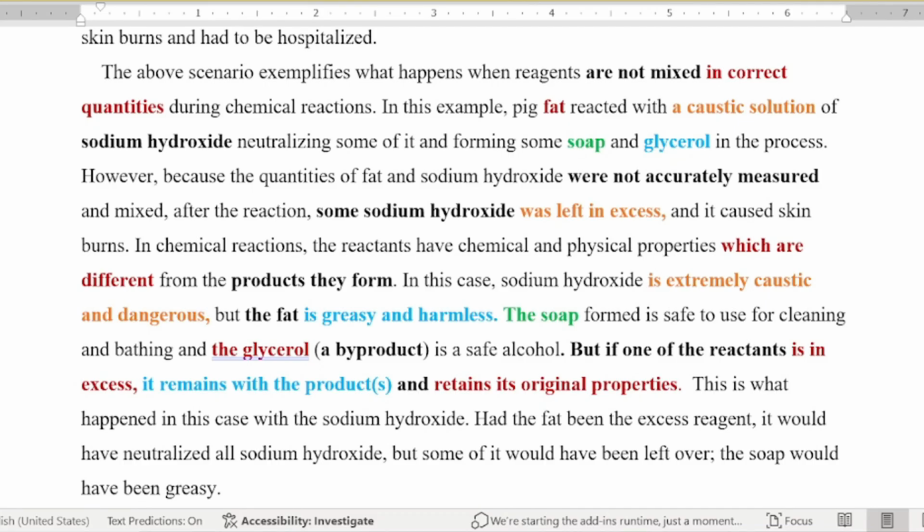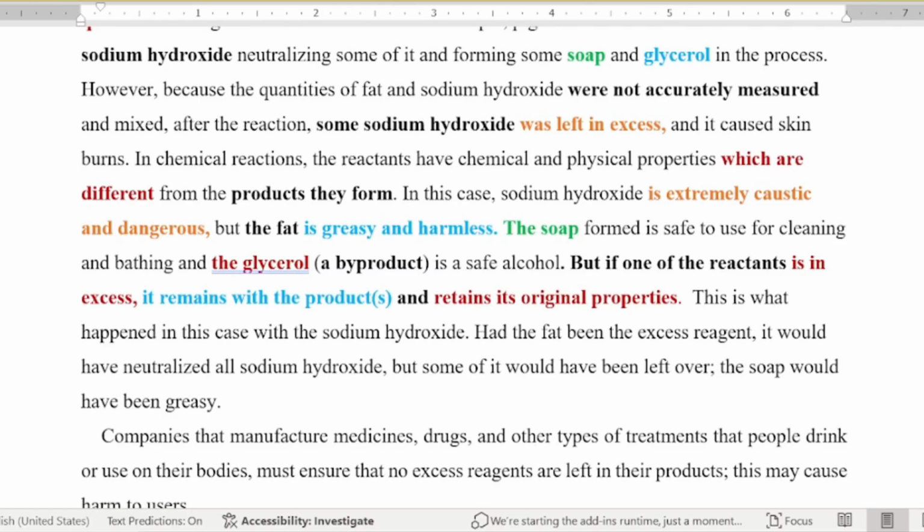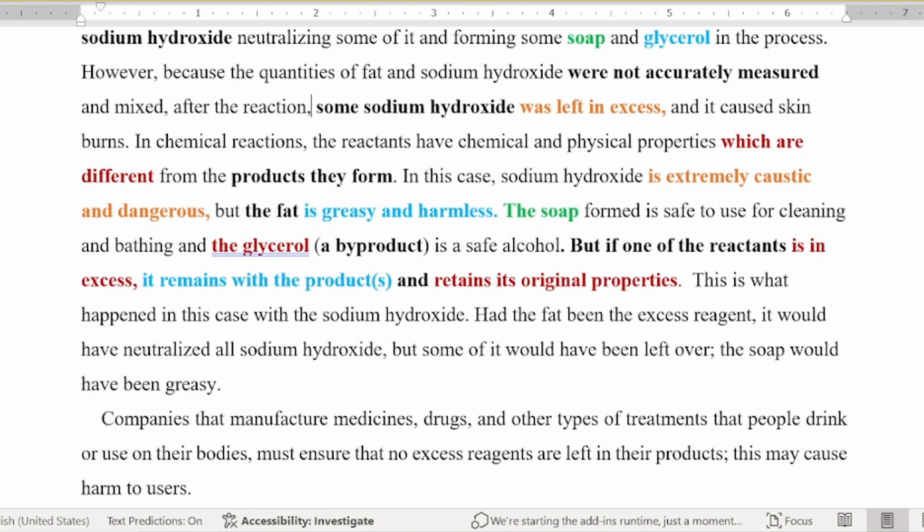The above scenario exemplifies what happens when reagents are not mixed in correct quantities during chemical reactions. In this example, pig fat reacted with a caustic solution of sodium hydroxide, neutralizing some of it and forming some soap and glycerol in the process. But because the quantities of fat and sodium hydroxide were not accurately measured and mixed, after the reaction, some sodium hydroxide was left in excess and it caused skin burns.